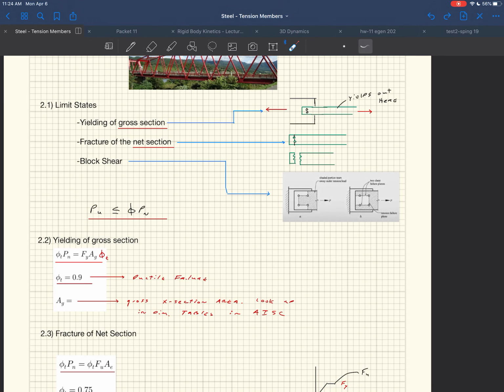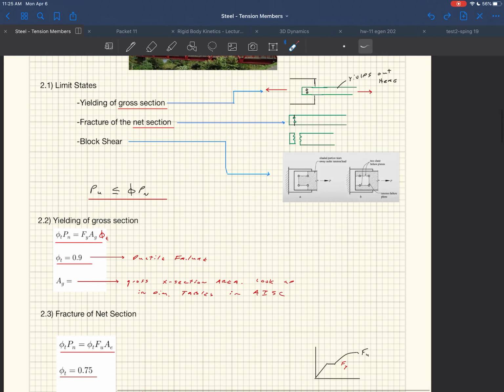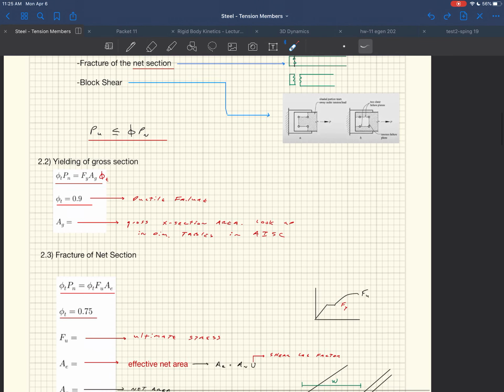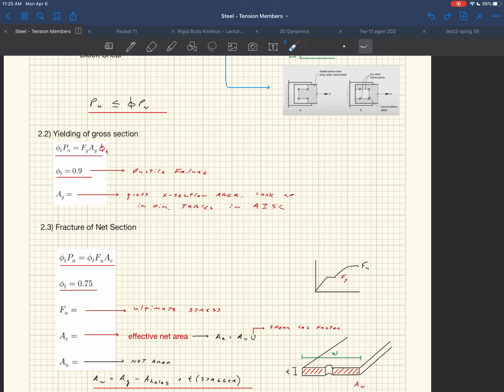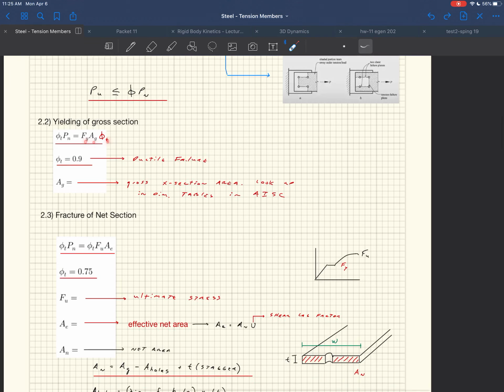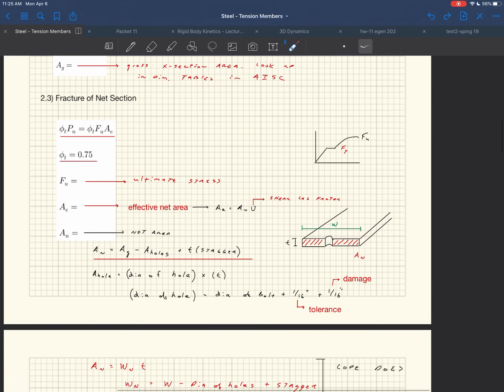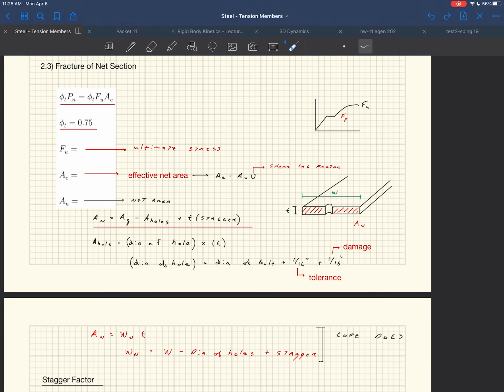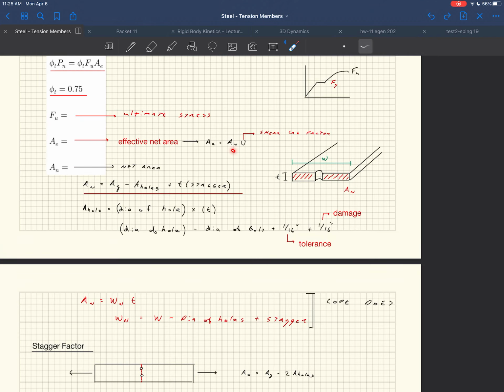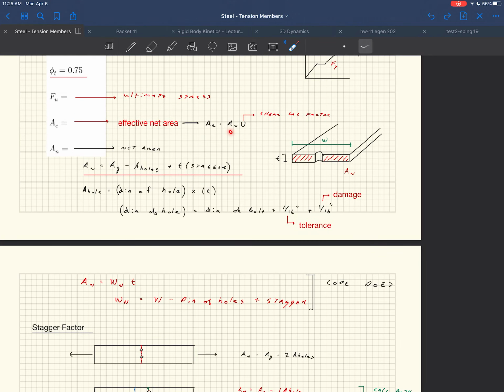So, like I said, it's an interesting process. You look at these limit states. You calculate the capacities of these limit states. And then you compare, and the smallest is going to be your controlling mechanism, right? Yielding of the gross section is just Fy times Ag times this fraction. Rupture of the net section is more involved. It's just phi t times Fu times Ae. Fu is the ultimate stress. Ae is An times U, the net area times the shear lag factor.